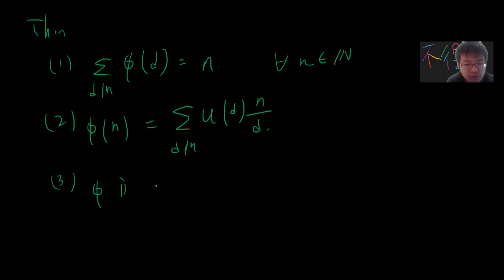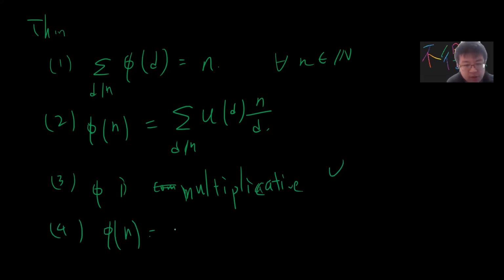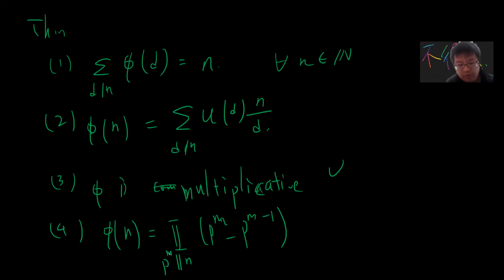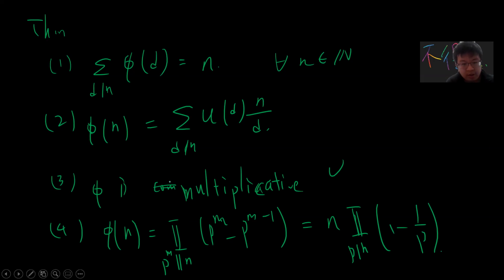Third is that phi is completely multiplicative, already proved. The fourth one is that phi of n is the product over p dividing n of p to the m minus p to the m minus 1, where p to the m is a prime power factor of n. This notation means p to the m divides n. Basically you can write this as n times the product over primes p dividing n of 1 minus 1 over p. I think this one is already proved, and then let's prove them one by one.